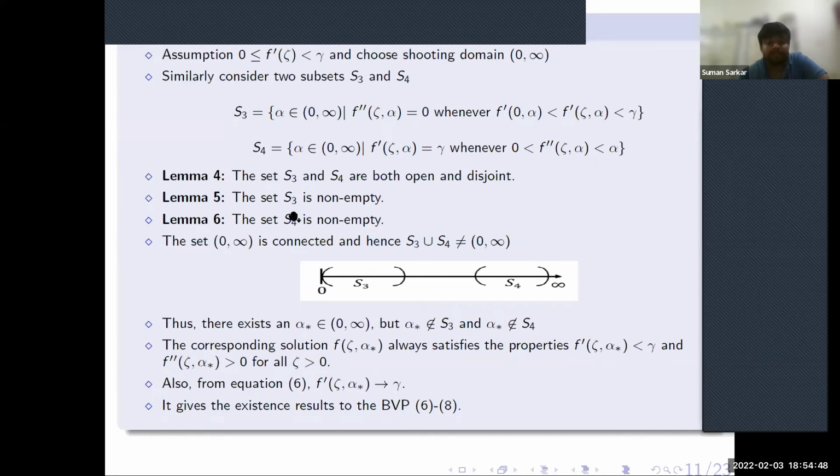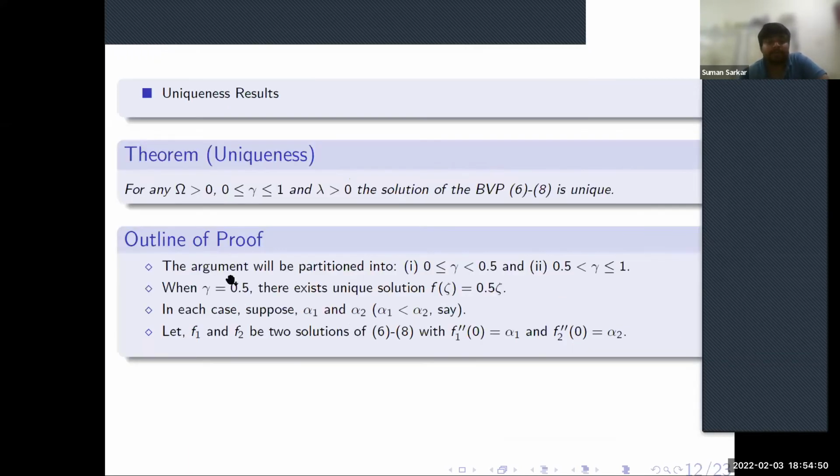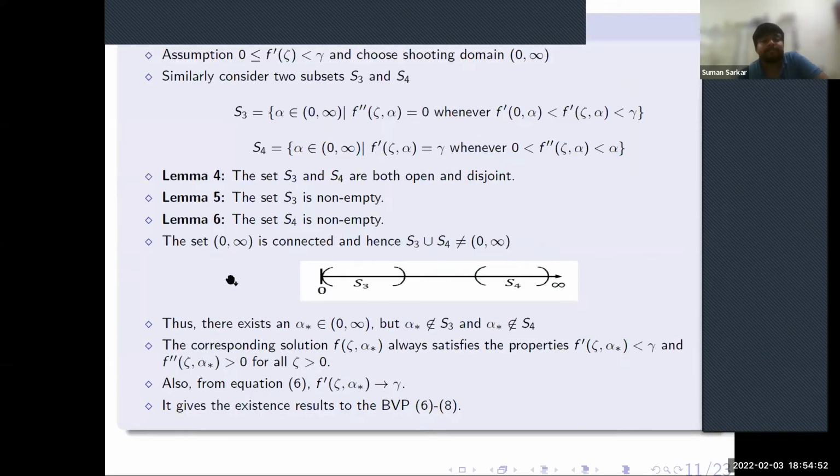Now in the second case it is also similar. In a similar way we can prove it by considering these two sets S3 and S4, and using a similar argument we can prove the existence results for gamma when gamma lies between 0.5 and 1.